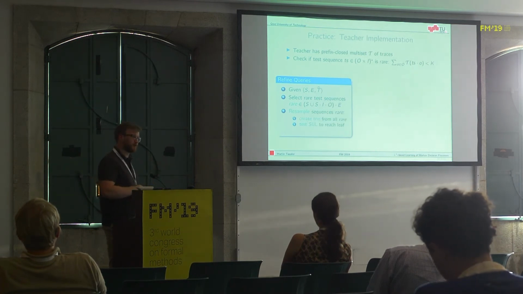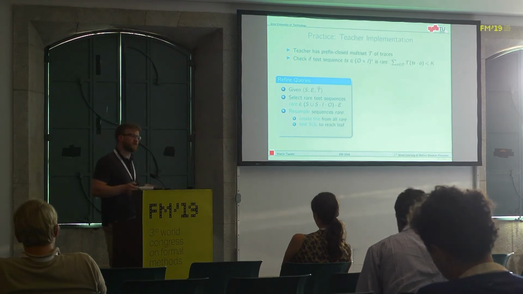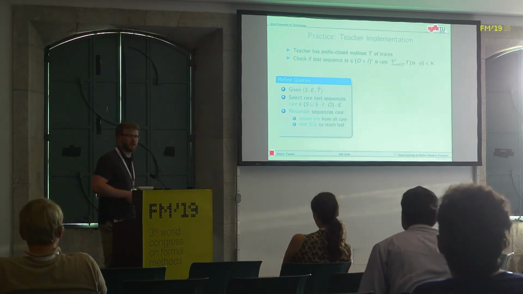Then we try to resample those rare traces by first creating a prefix tree from the rare traces and testing the system under learning with the goal of reaching a leaf.